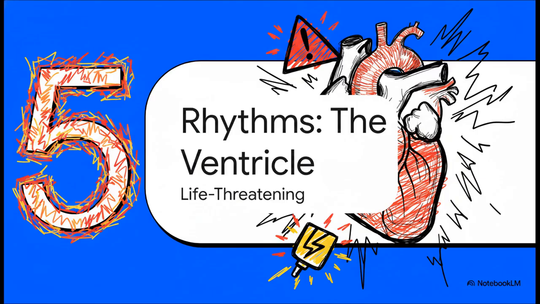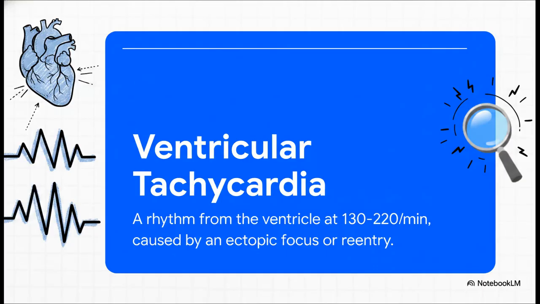Okay, now we head downstairs into the ventricles. And we have to be serious here, because rhythms that start in the ventricles are often the most dangerous. They have the potential to cause a complete collapse of circulation and even sudden death, so recognizing them immediately is absolutely critical. Ventricular tachycardia, or VT, is basically a fast rhythm that starts from a rogue spot or a reentrant circuit down in the ventricles. We're talking rates of about 130 to 220 beats per minute. And because the signal starts in the ventricle and spreads through the muscle in a really abnormal way, the QRS complex it creates is characteristically wide.